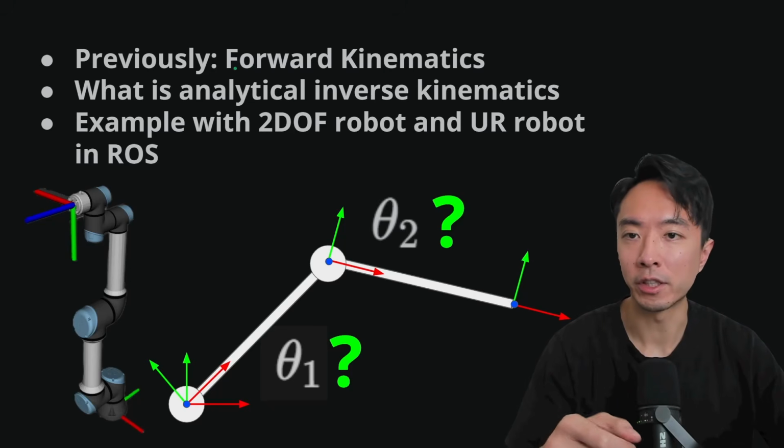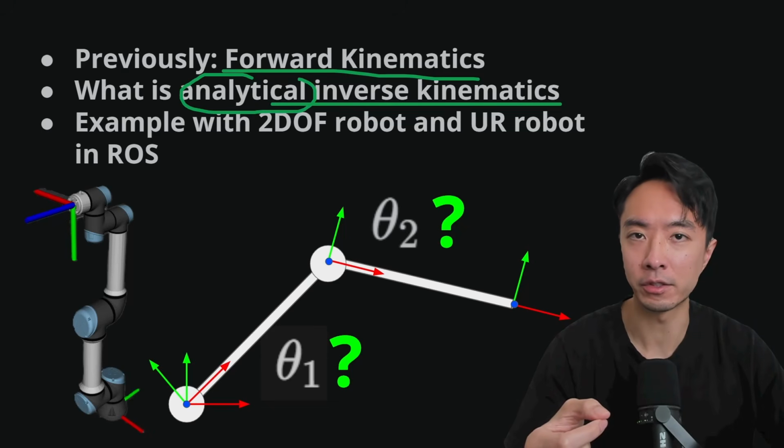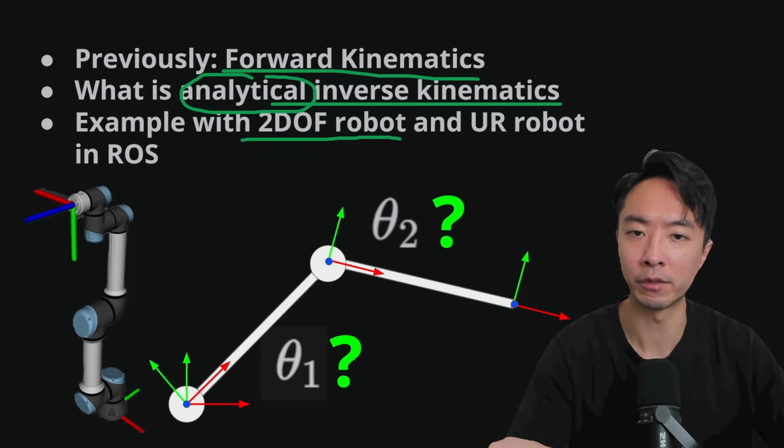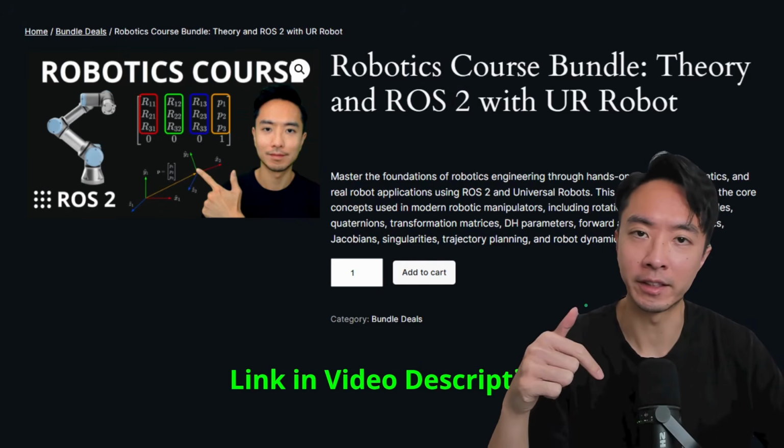So previously, we talked about forward kinematics. In this video, we're going to talk about inverse kinematics, specifically the analytical solution. We'll go over a 2DOF robot example and a UR robot example in ROS. If you'd like the code and doc to follow along, make sure to check out the link in the video description.